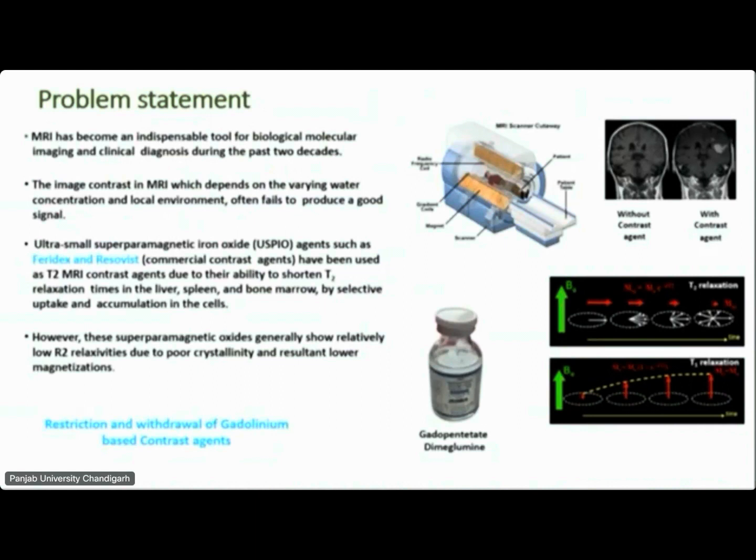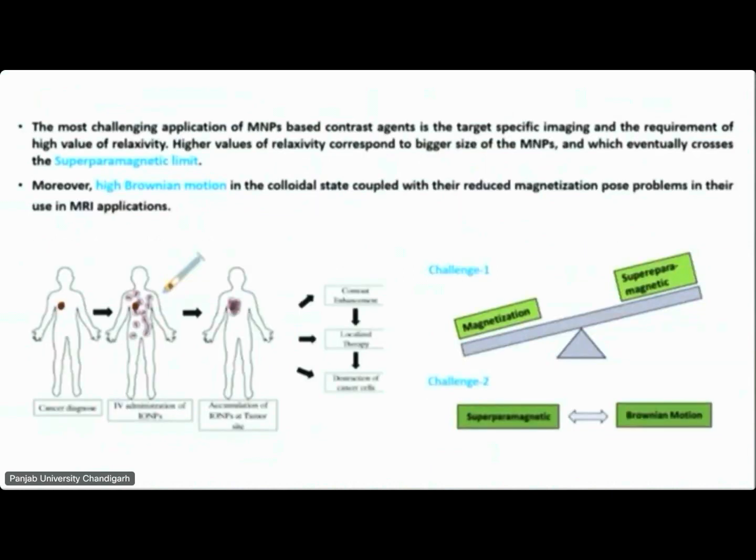So people are now shifting towards T2 contrast agents, which increase the dark contrast. T2 contrast agents are normally iron oxide based, and superparamagnetic iron oxide nanoparticles are normally used. These superparamagnetic nanoparticles have interesting properties: if you apply a magnetic field, they show magnetic properties, but if you remove the field, they disappear. Because of this, people use them as T2 MRI contrast agents.